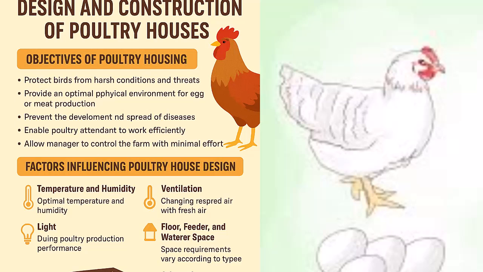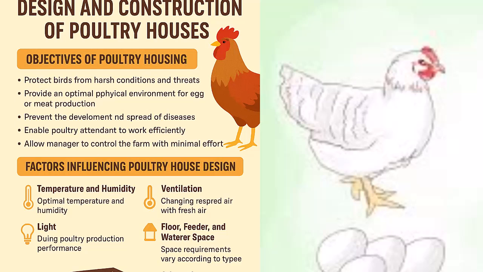Factors influencing poultry house design: temperature and humidity. Layers need 55 to 70 Fahrenheit, broilers 75 Fahrenheit, humidity 40 to 60%, which directly affect feed efficiency, health, and productivity. Ventilation ensures oxygen supply, removes CO2, NH3 and methane, reduces internal temperature and moisture, and prevents respiratory issues.